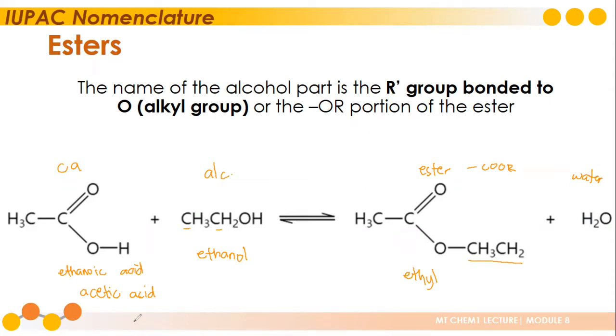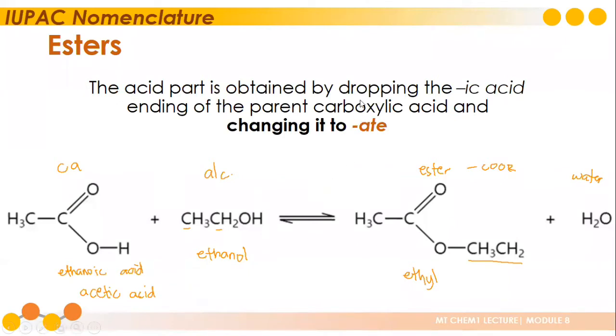And then for the acid part, it is obtained by dropping the "ic acid" ending of the parent carboxylic acid and changing it to "ate." Again, as I mentioned a while ago, we will be using the common name for the carboxylic acid. As said here, drop the "ic acid," so we remove "ic acid." What remains is simply "acet." Then replace it with "ate." So this is now the name of our ester, which is ethyl acetate.